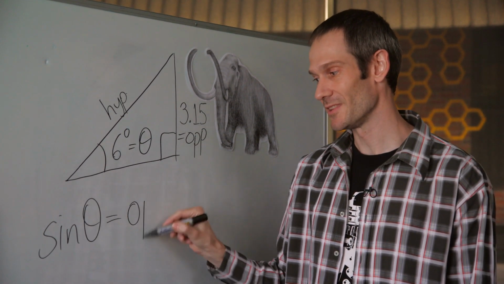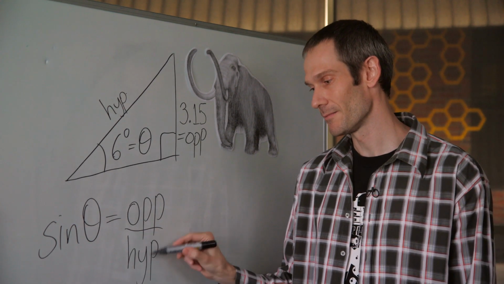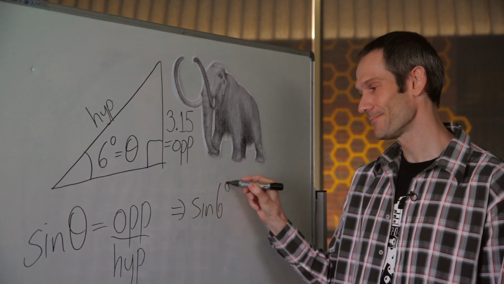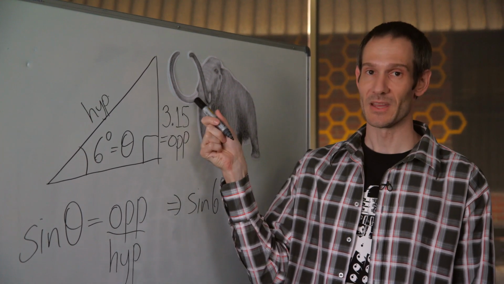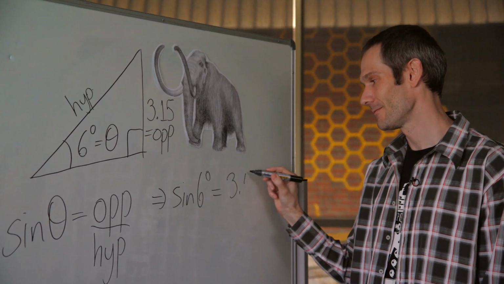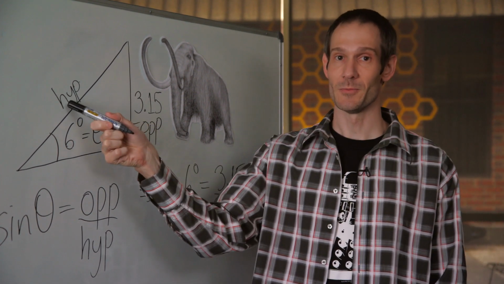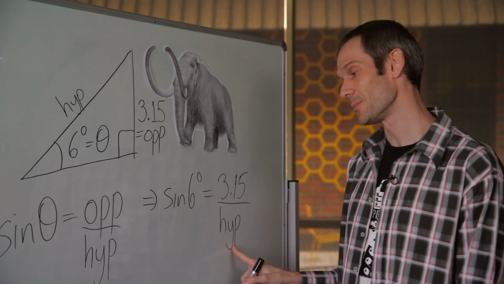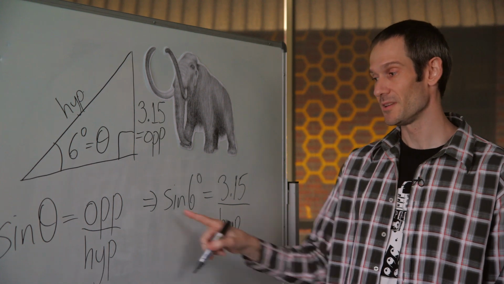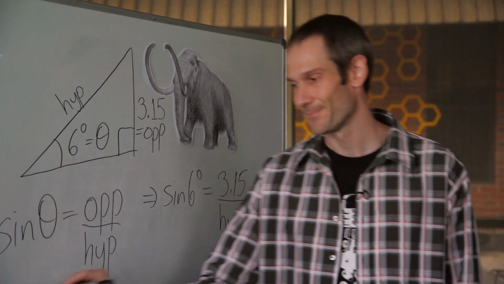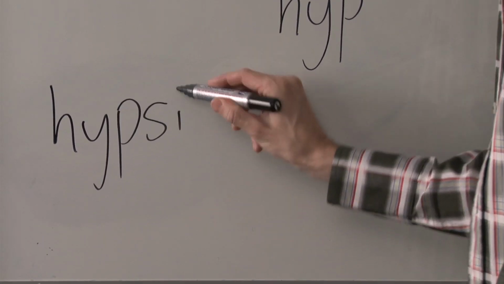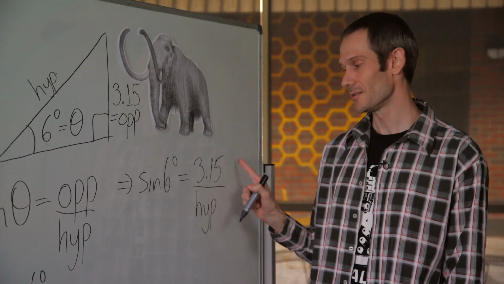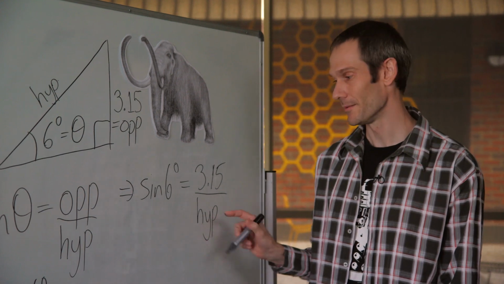Sine of an angle equals the opposite length divided by the hypotenuse length. So again, we know what our angle is, 6 degrees. We know the opposite length, that being the height of our woolly mammoth. And I'm trying to determine this hypotenuse length. So again, trying to determine the hypotenuse, I need to make it the subject of the equation. So what I'll do is multiply both sides of this equation by the hypotenuse. When I multiply this right-hand side by the hypotenuse, the one on the numerator will cancel the one on the denominator.